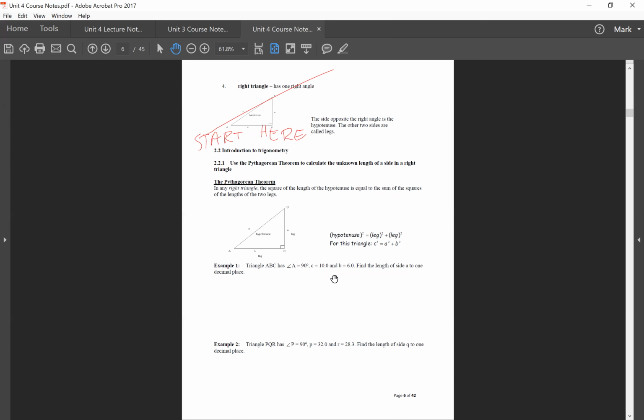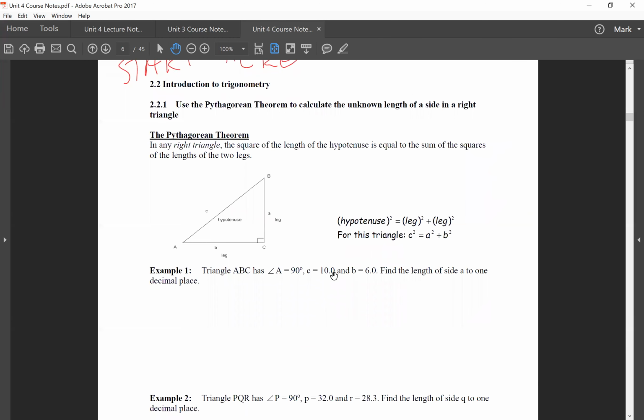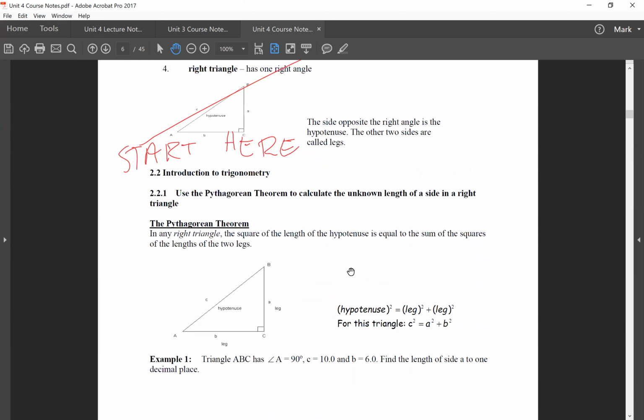So page 6, chapter 4, this is our starting point. Introduction to trigonometry. That's what section 2.2 is starting.